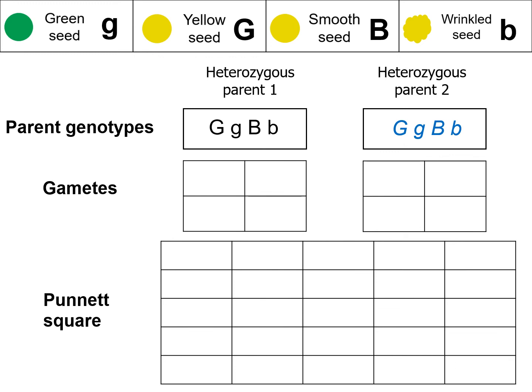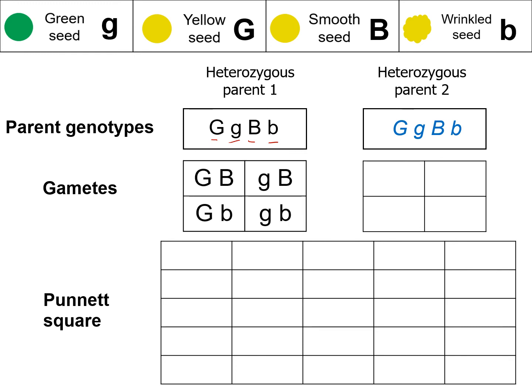In terms of parent 1, there are 4 possible combinations. Each of those letter G's can independently join with each of those letter B's. There's no preference, there's no predetermined association, they're not linked in any way, they're all completely independent. So we can have any possible combination, but we always have to have one letter G in a gamete and one letter B in a gamete.